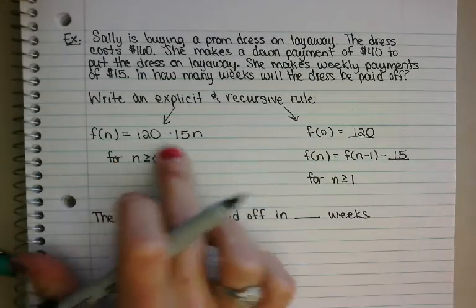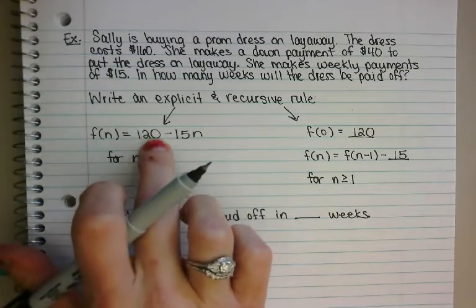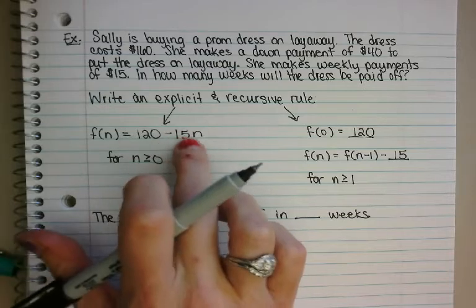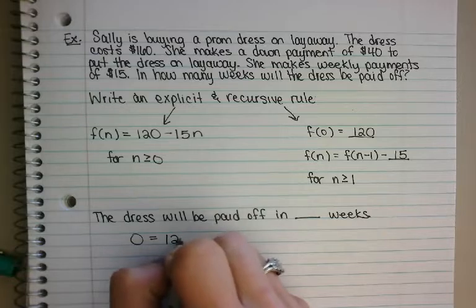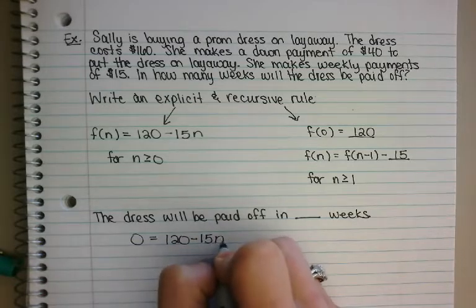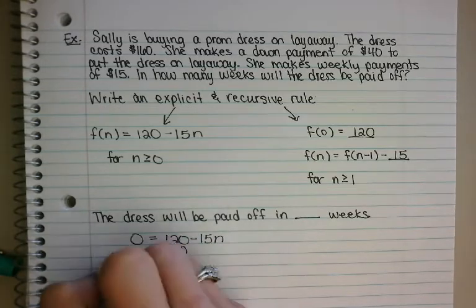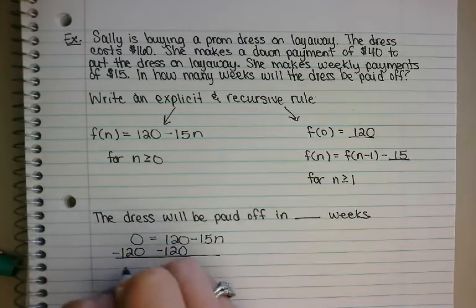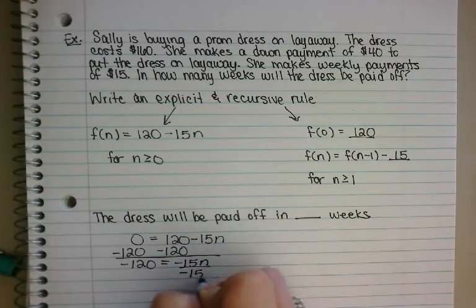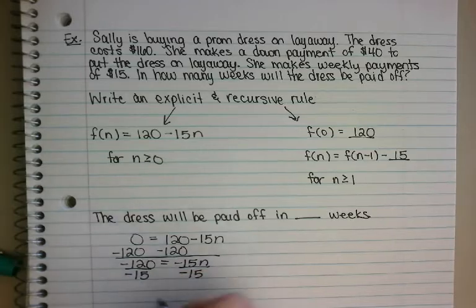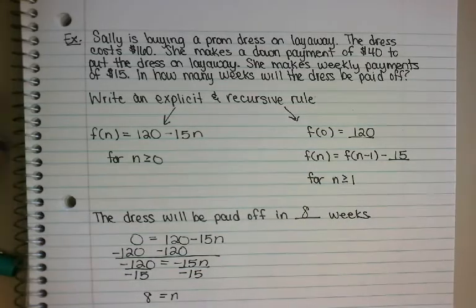So I'm going to go ahead and use the explicit rule. So this is how much she has after the down payment. And then if we take off the $15 per week, we want to know when's her total going to be 0. So when is the 120 minus the $15 per week payment going to equal 0? So let's subtract the 120 over. So we have -120 equals -15n, divide by -15. And so we get n equals 8. So 8 weeks is how long it'll take her to pay that off.